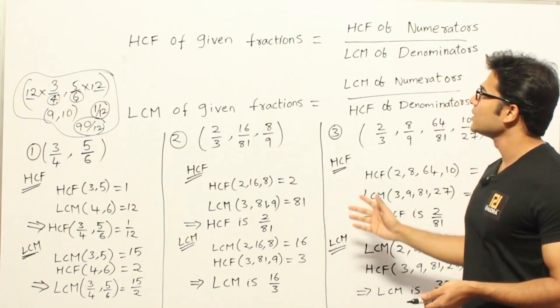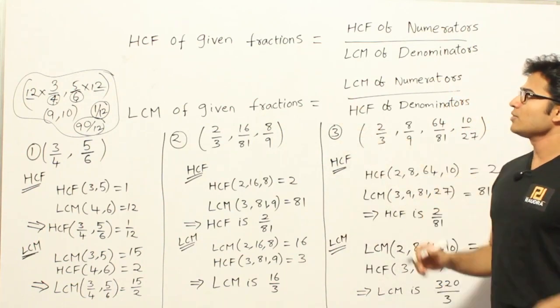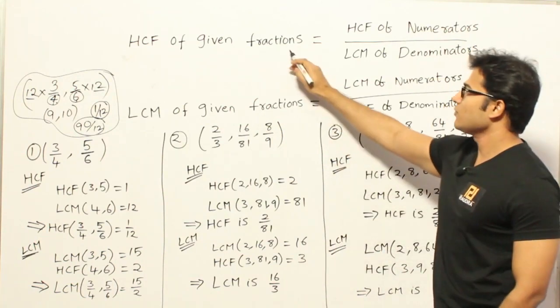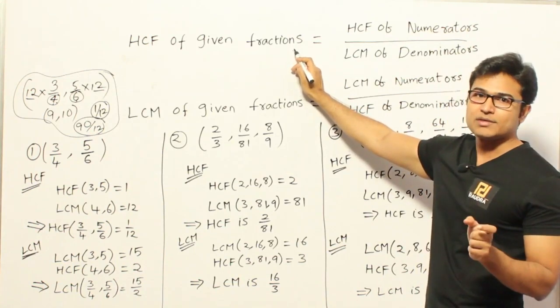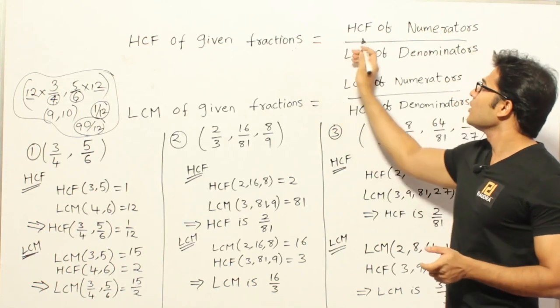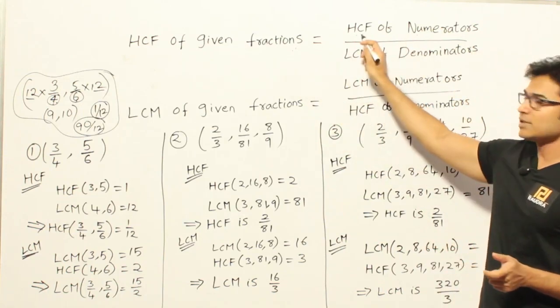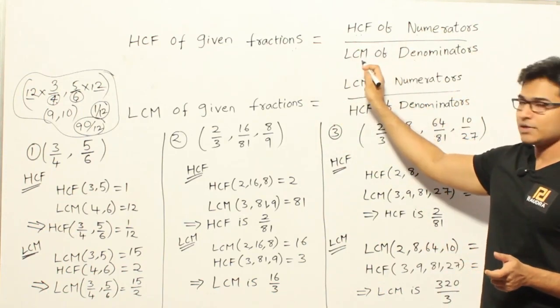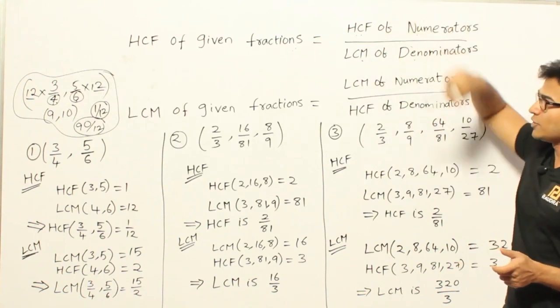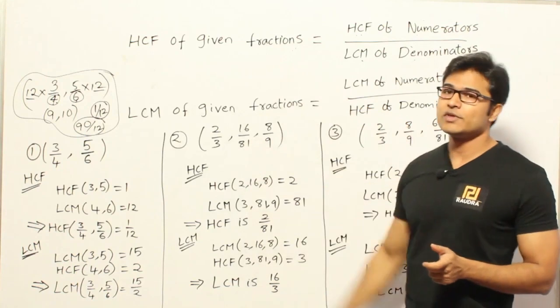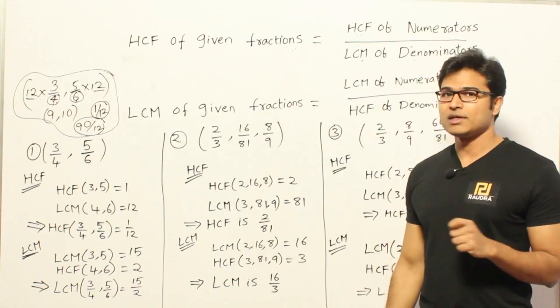Now the other method is, see this, if you want to find out the HCF of the given fractions, you take the numerators and denominators and you separately find out the numerators' HCF and the denominators' LCM, and now you divide the HCF of numerators by the LCM of denominators, then you are going to get the HCF of the given fractions. Are you understanding this?